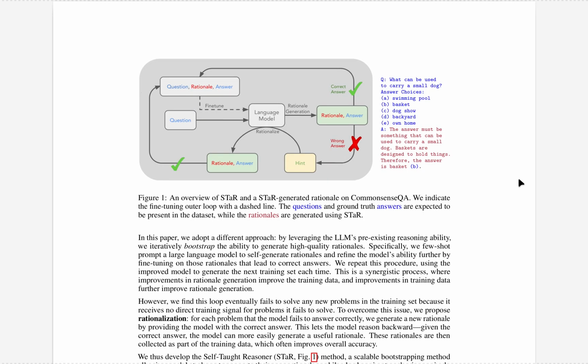What can be used to carry a small dog? Answer choices. Answer. The answer must be something that can be used to carry a small dog. Baskets are designed to hold things, therefore the answer is basket B. Figure 1. An overview of STaR and STaR-generated rationale on CommonsenseQA. We indicate the fine-tuning outer loop with a dashed line. The questions and ground truth answers are expected to be present in the dataset while the rationales are generated using STaR.